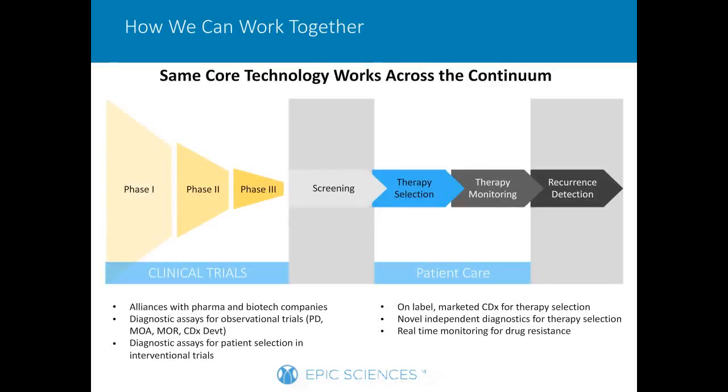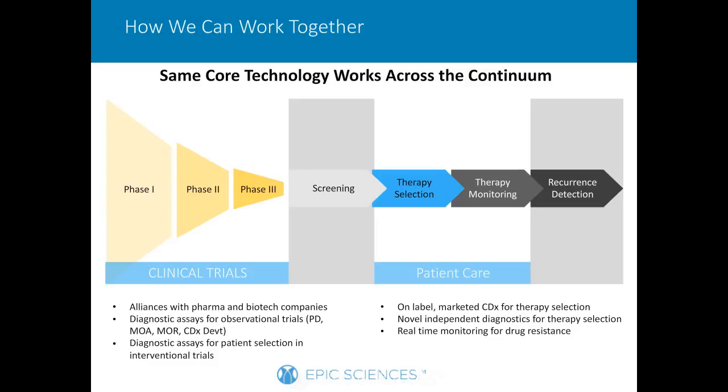This is a diagram of the drug development cycle and how Epic can use its platform to work with our pharma partners throughout the entire process. Early on, we can help our pharma partners develop assays for observational trials where we are looking to better characterize pharmacodynamics, mechanism of action, mechanism of resistance, and identify markers that could potentially be used for CDx, companion diagnostic applications.